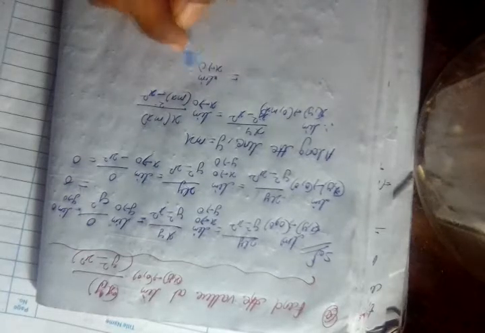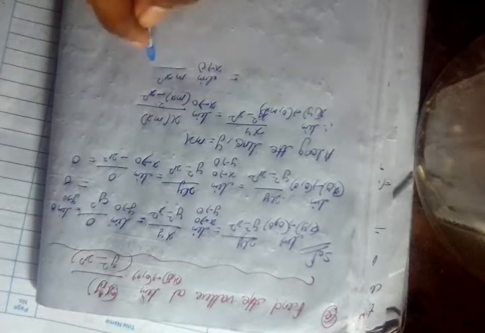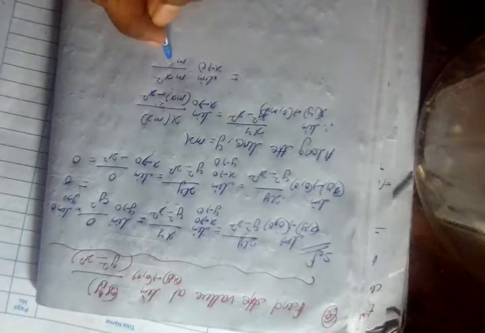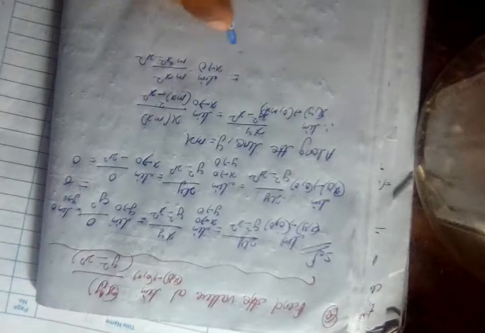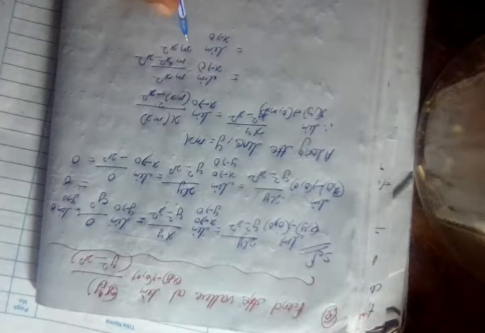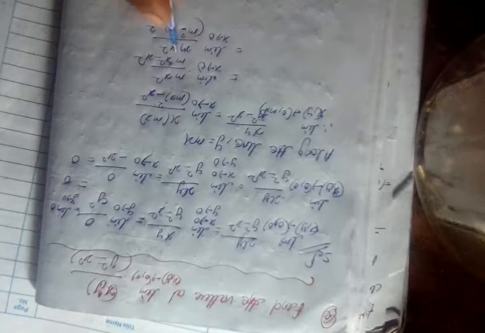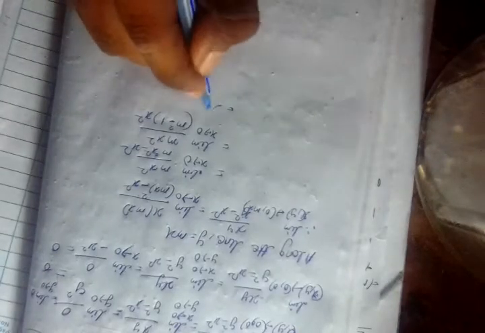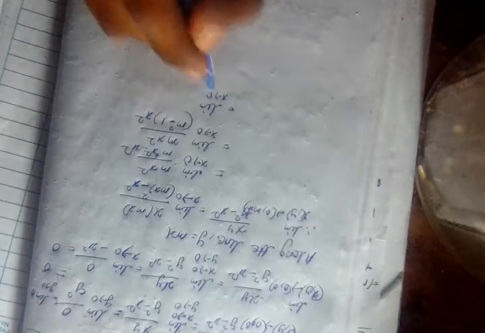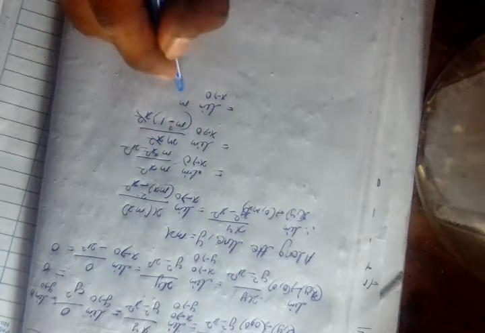Limit x tends to 0 of mx² divided by m²x² minus x² equals limit x tends to 0 of mx² divided by (m² − 1)x². x² is common, so x² cancels. Limit x tends to 0 gives m by m² − 1. That is proved.